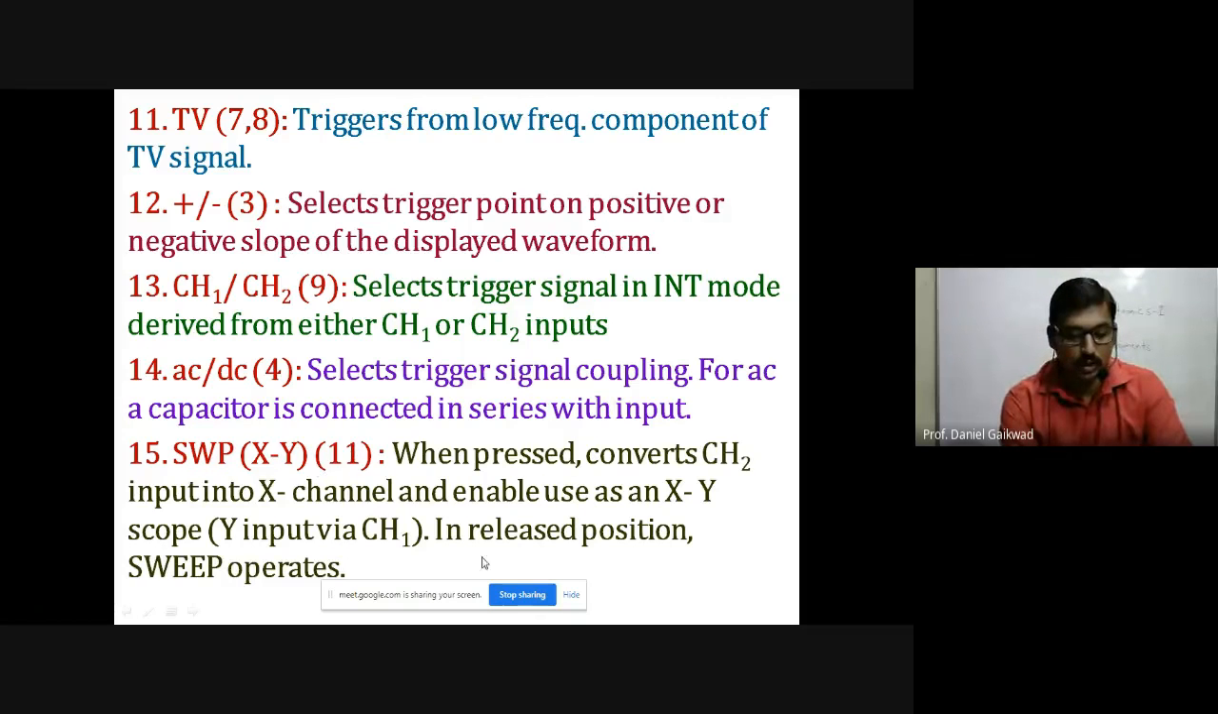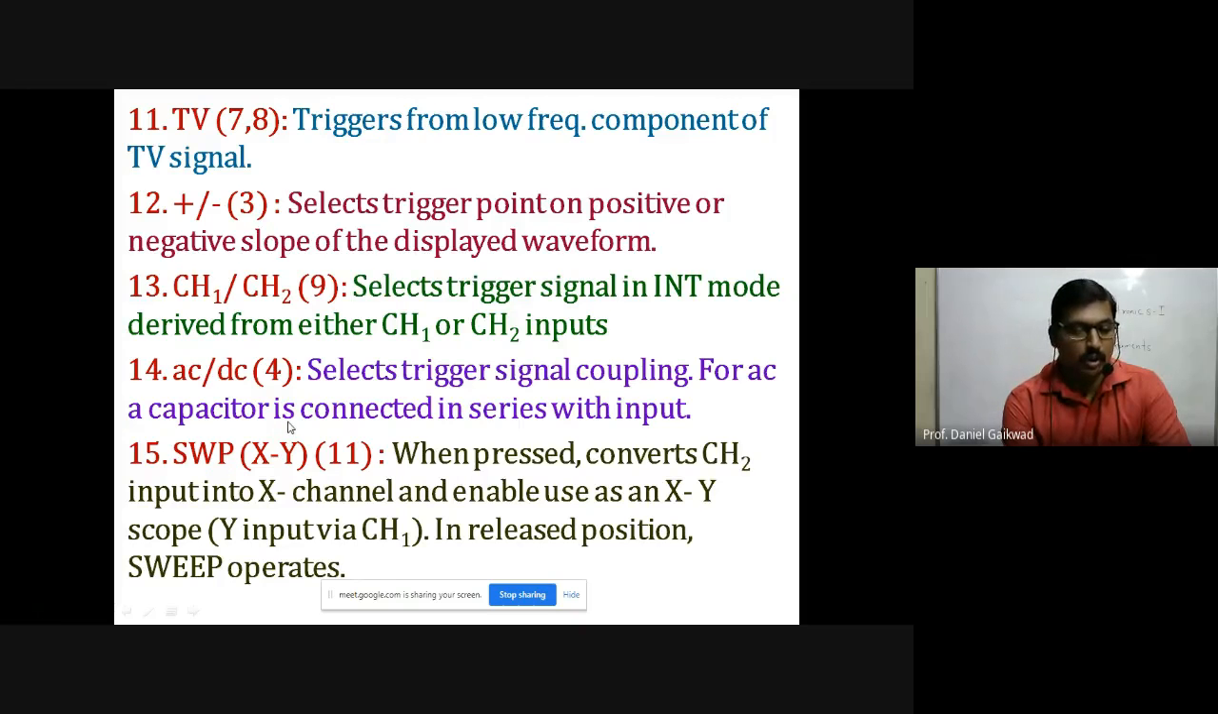So this will be useful in case of overlapping, or when we have to find out the phase difference between two signals, or we have to compare two signals. In case of two input signals, how much is the phase difference? That condition we can check with the help of the SWP knob.